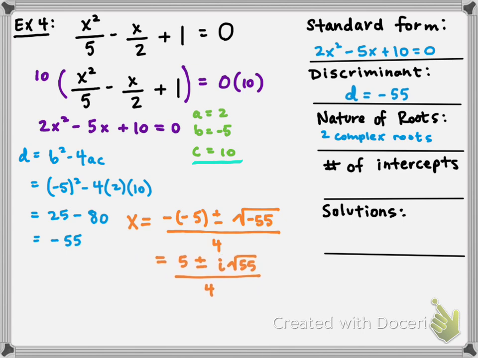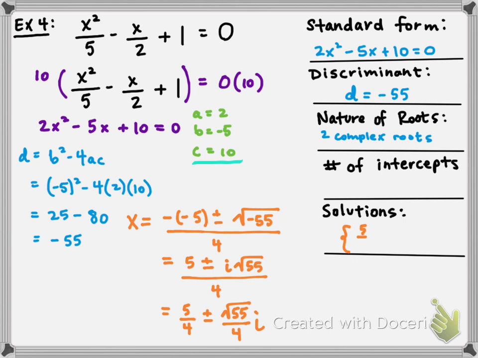We have to write it as a complex number. So in order to do that, we have to remember that we have to split our fraction up. So we have 5 divided by 4 plus or minus the square root of 55 divided by 4 and an i at the end. Our solution to this is going to be 5/4 plus or minus the square root of 55 divided by 4, and i at the end, close your brackets.